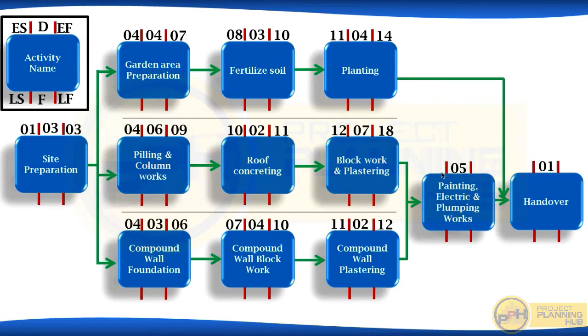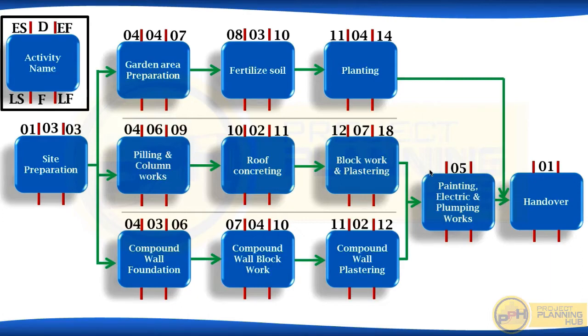So what is the start date for this activity? Block work will finish on 18th. Compound wall plastering will finish on 12th. So these two activities will finish on two different dates. Now, after finishing these two activities only, this activity will start. So what will be the start date here?